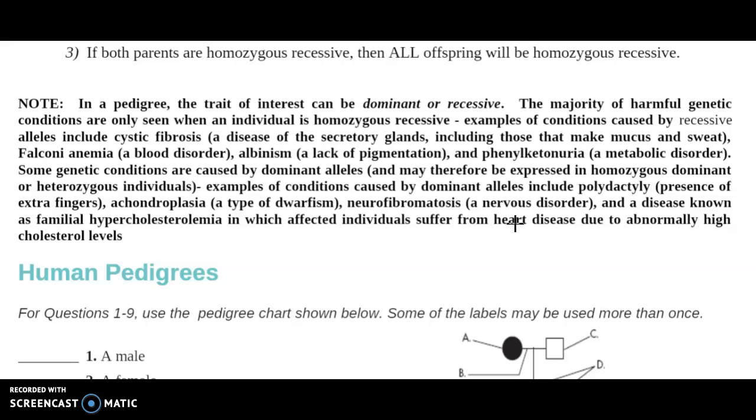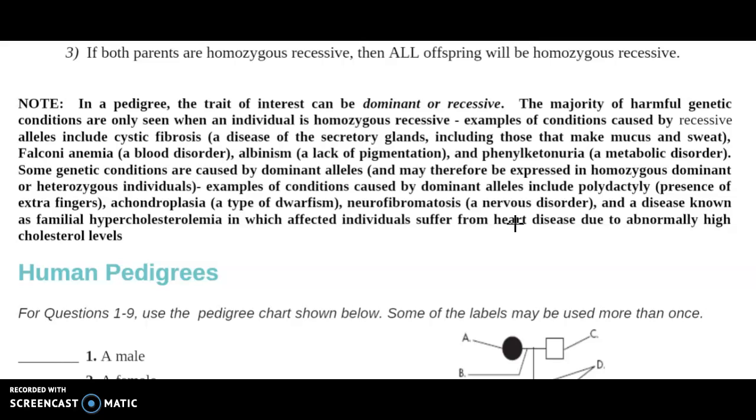Examples of conditions caused by recessive alleles include cystic fibrosis, a disease of the secretory glands, including those that make mucus and make you sweat. Fanconi anemia is a blood disorder that's recessive. Albinism is a lack of pigmentation. Phenylketonuria, or PKU, is a metabolic disorder. They test babies for that when they're born.